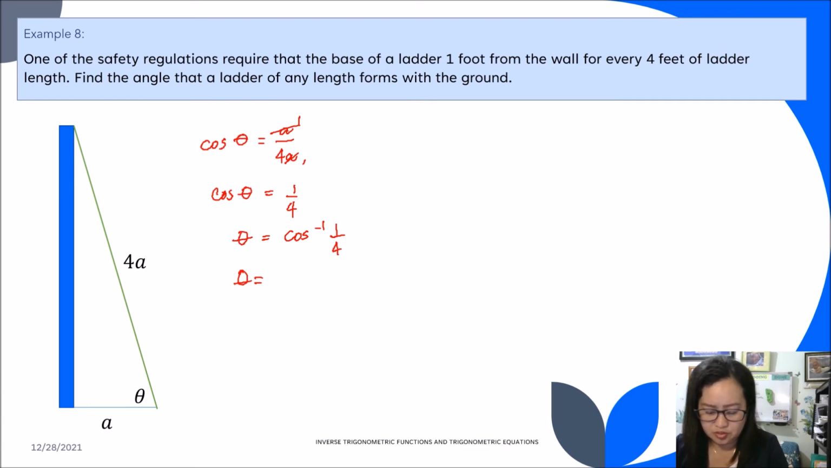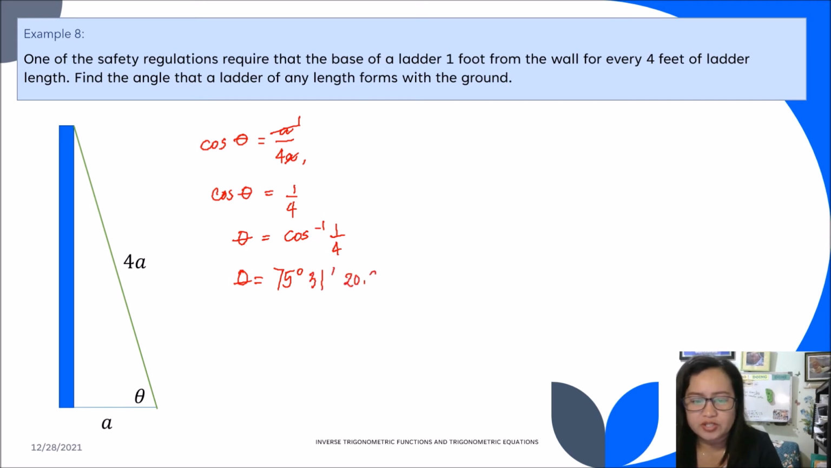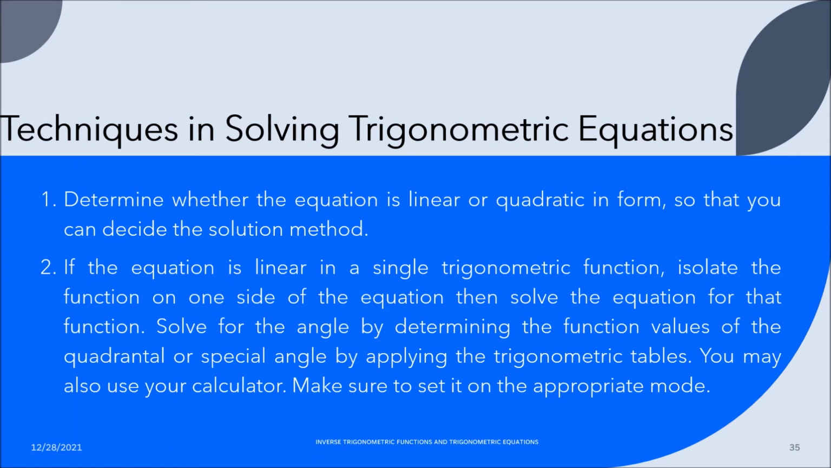Make sure to enclose 1 divided by 4. So we will have 75.52 degrees. Okay, so we have 75 degrees, 31 minutes, and 20.96 seconds. So therefore, the angle that a ladder of any length forms with the ground is 75 degrees, 31 minutes, and 20.96 seconds.